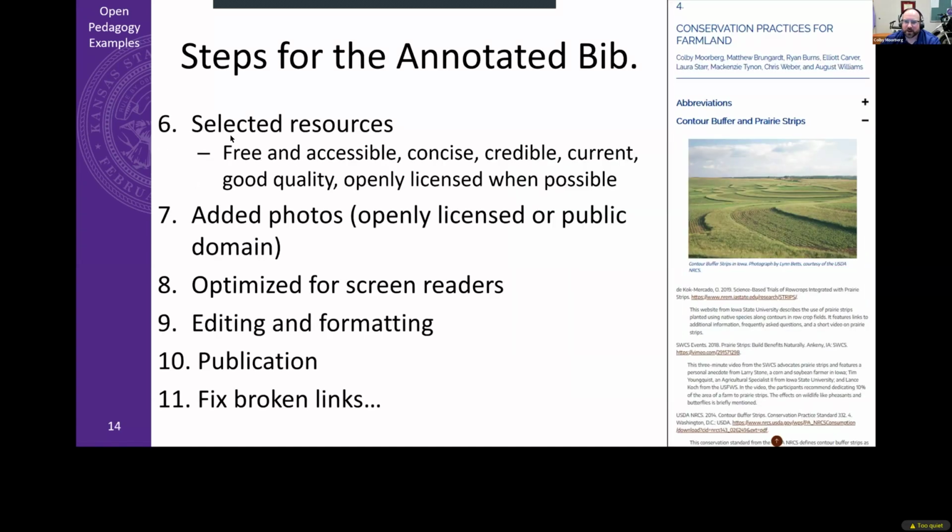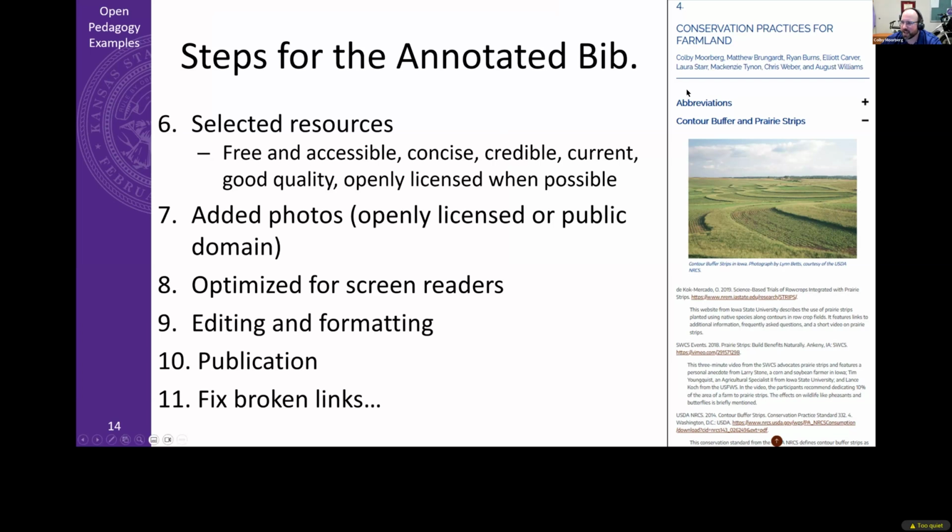From there, we started to select the resources, so all the things that we actually cite in the document. I kind of went over the key attributes: free, accessible, concise, credible, current, good quality, open license when possible. That was the goal for all of those. And we also wanted the book to not just be a whole bunch of citations, because no one wants to read a plain bibliography. So we tried to add as many photos that were open licensed or in the public domain as possible.